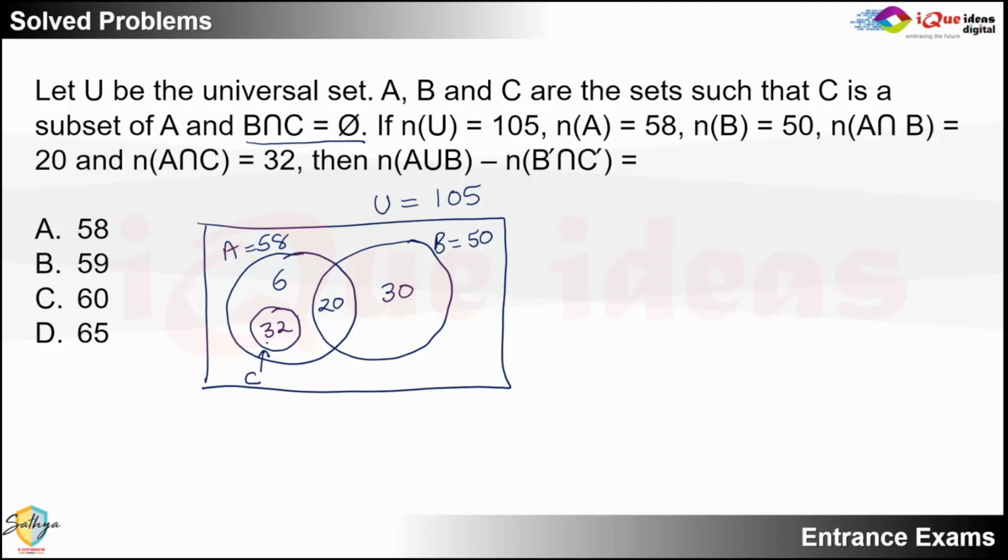So now I get 32 elements plus 6, 38 elements, plus 20, 58 elements, plus 30, 88 elements. So if 88 elements are accounted for, then from 105 when I subtract 88, I am left with 23 elements which are not a member of A, B or C.